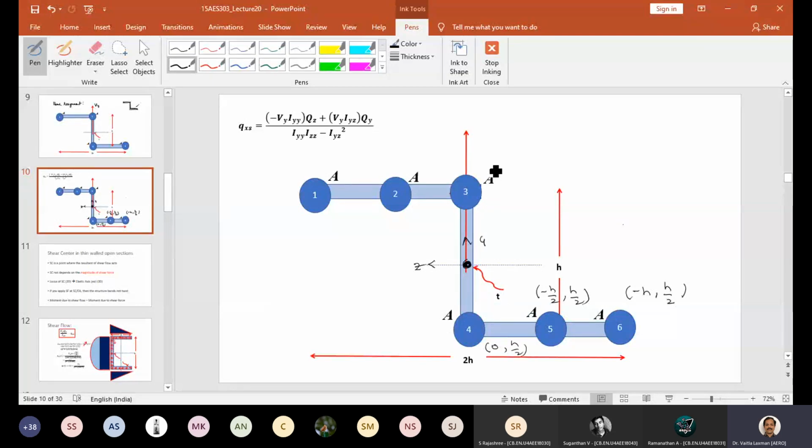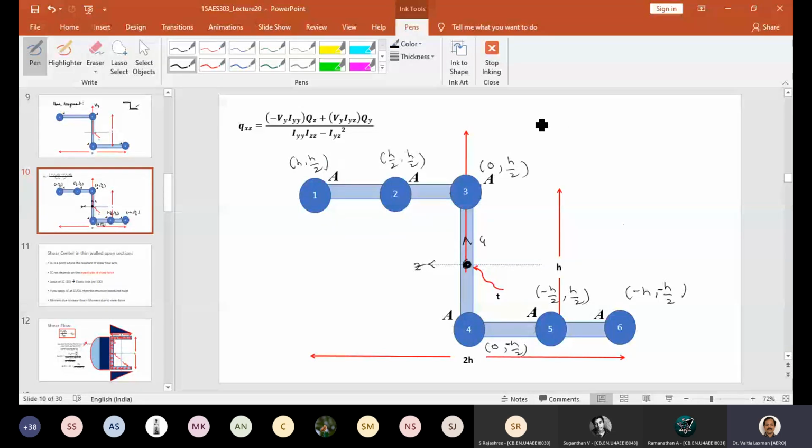Once this is known, this is very easy. Z is again 0, whereas y is what? Minus. This also minus. Here also minus h by 2. Here it is h by 2, comma h by 2. Here it is h, comma h by 2. That's it. We got it.